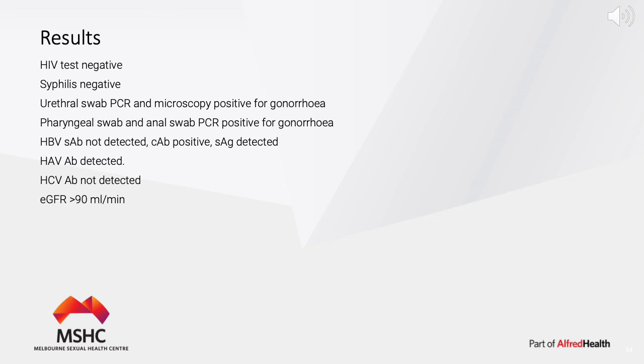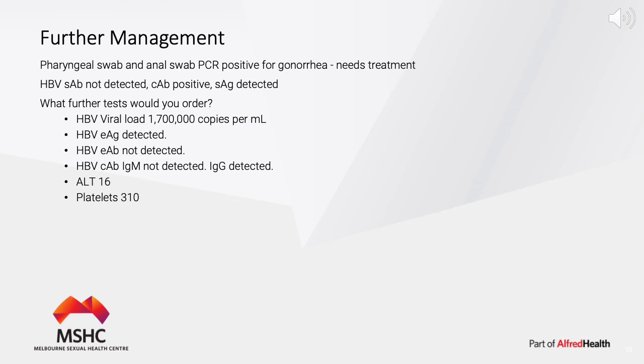His hepatitis B surface antibody is not detected, but he's core antibody positive and his S antigen is detected. So that means he has hepatitis B. He's a carrier of hepatitis B. He's also been previously exposed to hepatitis A or has been vaccinated against hepatitis A. He doesn't have hepatitis C, and fortunately he has good renal function, with an eGFR of more than 90 mL per minute. Okay, so we're going to treat the gonorrhea that he has at the throat, anus, and urethra.